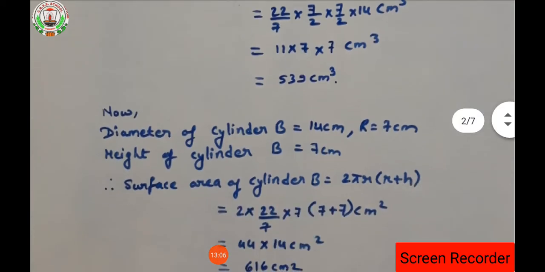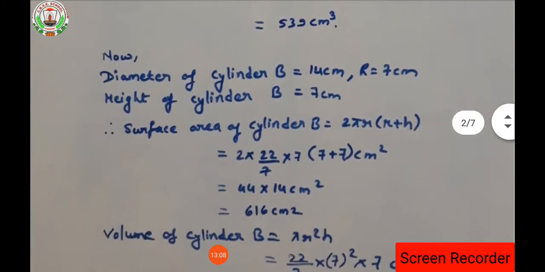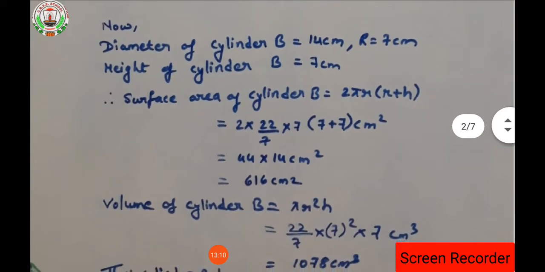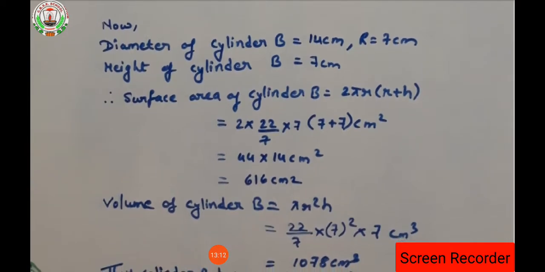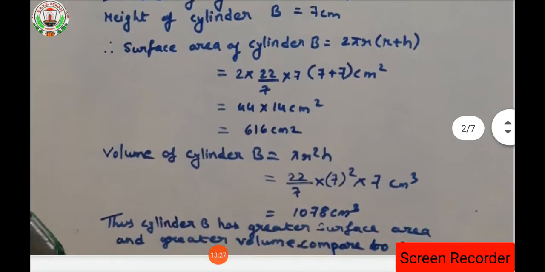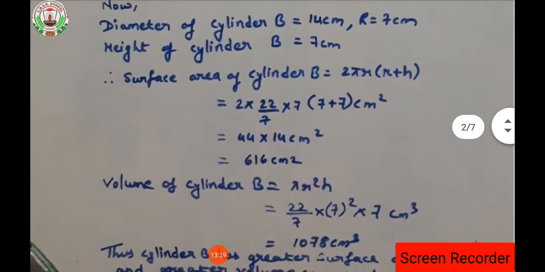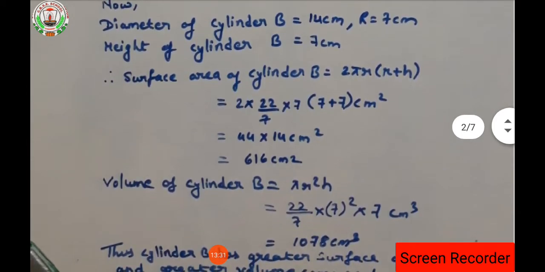Clear everyone? Now the same thing we are going to find for cylinder B. That is, diameter of the cylinder B is 14 centimeter. So radius will be 7 centimeter, isn't it? 14 divided by 2 will be 7. Then height of the cylinder B is given 7 centimeter. With the help of the radius and height, we are going to find the surface area. So what is the formula for surface area? That is 2 pi r into r plus h.